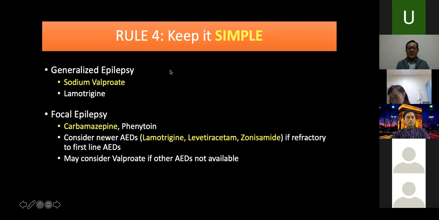And the last rule is keep it simple. If you can't remember any of the names above, then just remember generalized epilepsy, sodium valproate. But if not, then we consider lamotrigine or levetiracetam. Focal epilepsy, we consider carbamazepine. But if carbamazepine is not working or you have concern or HLA-B positive, then you can use lamotrigine, levetiracetam, and zonisamide. These are some of the recommendations, and we will go through the reasons why based on cases later on.